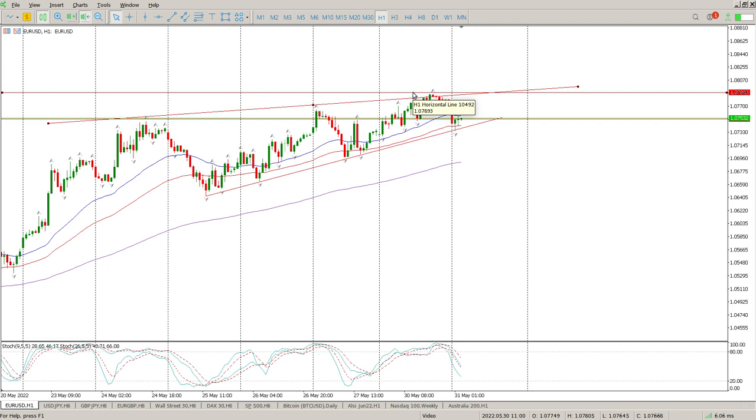For me at the moment, a continuation to the upside is going to have to take out yesterday's high, which is 107.893. Alternatively, we need to hold 107.521. If we can hold this area, then I would expect us to continue to the upside.